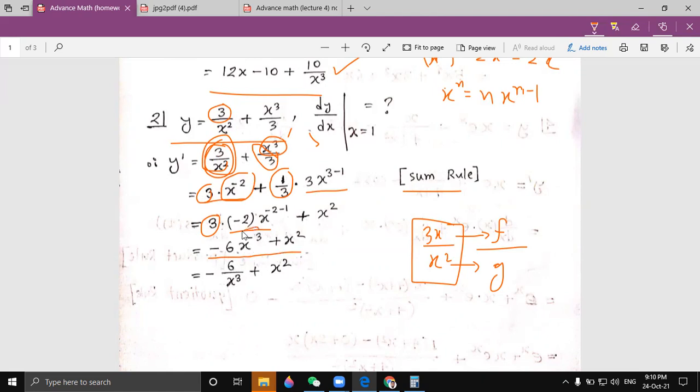So we already know that x to the power minus 3 will be 1 by x cube. So in total, that is 6 by x cube, minus 6 by x cube. So you got it? Yes, I got it.